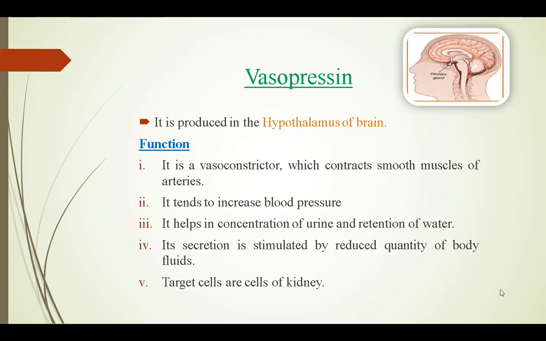Vasopressin. It is produced in the hypothalamus of the brain. Function. It is a vasoconstrictor, which contracts smooth muscles of arteries. It tends to increase blood pressure. It helps in concentration of urine and retention of water. Its secretion is stimulated by reduced quantity of body fluids. Target cells are cells of the kidney.